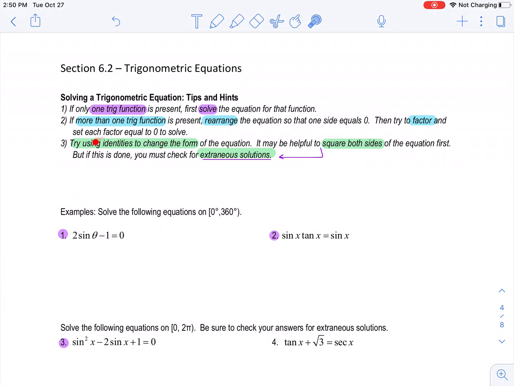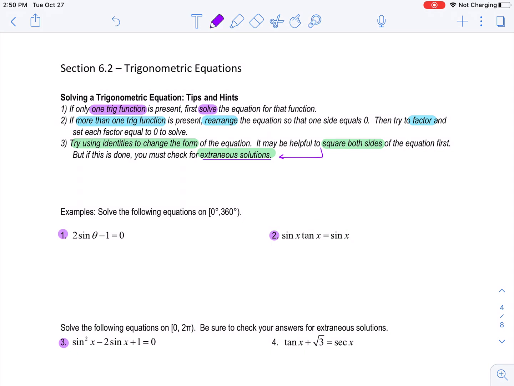Or we might need to try to use our identities to change the form of the equation, and what we might need to do is square both sides to change the equation. Now, if we manipulate the original equation at all, we just need to make sure at the end we check for any extraneous solutions. So these 3 tips and hints will come back to you. You'll see examples of all of them.